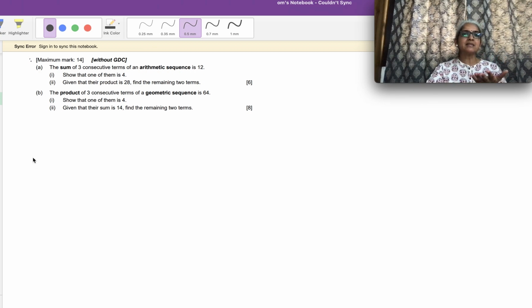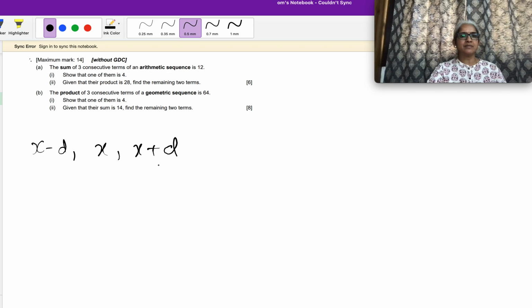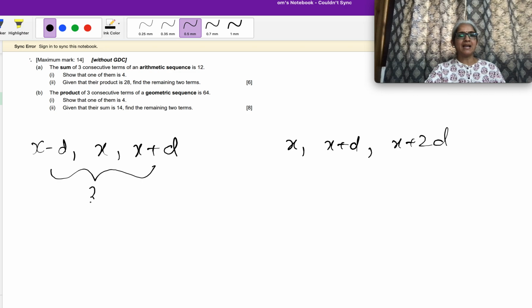Since it is a sum, the easiest way to write down the terms is x minus d, x and x plus d. Well, you could also have written the terms as x, x plus d and x plus 2d, isn't it? This format helps with the three terms because when I add them, I get rid of d. Whereas in the other format, both x and d are staying as unknowns.